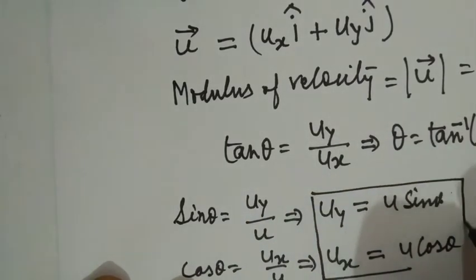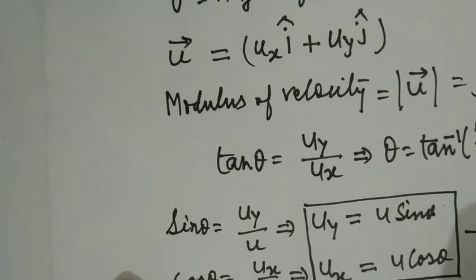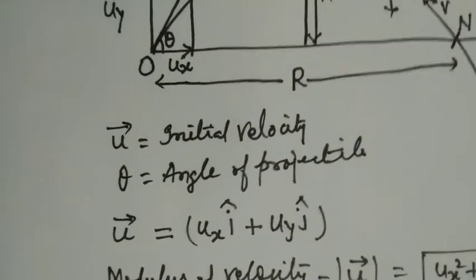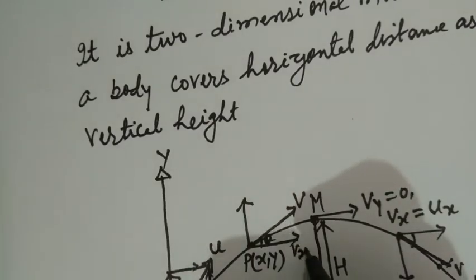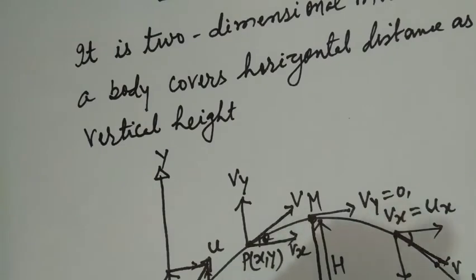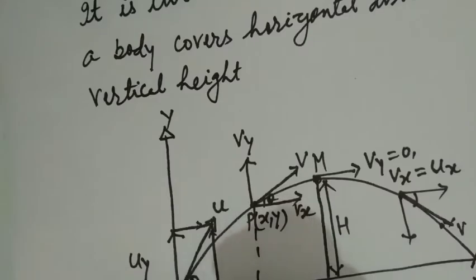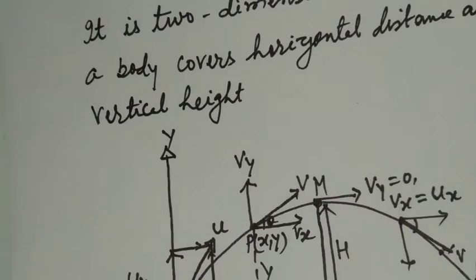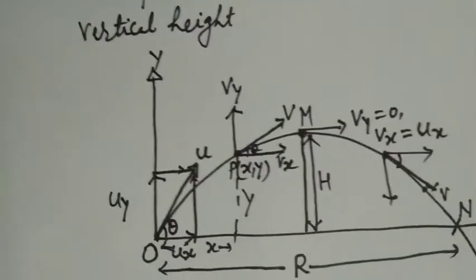This is the expression of velocity along horizontal as well as in vertical component. Supposing after time t it reaches at point P. So here Vx, again Vy you can take there. And the position is it covers x distance, and in vertical it covers y. So after time t it reaches at P, where velocity of the projectile becomes v.